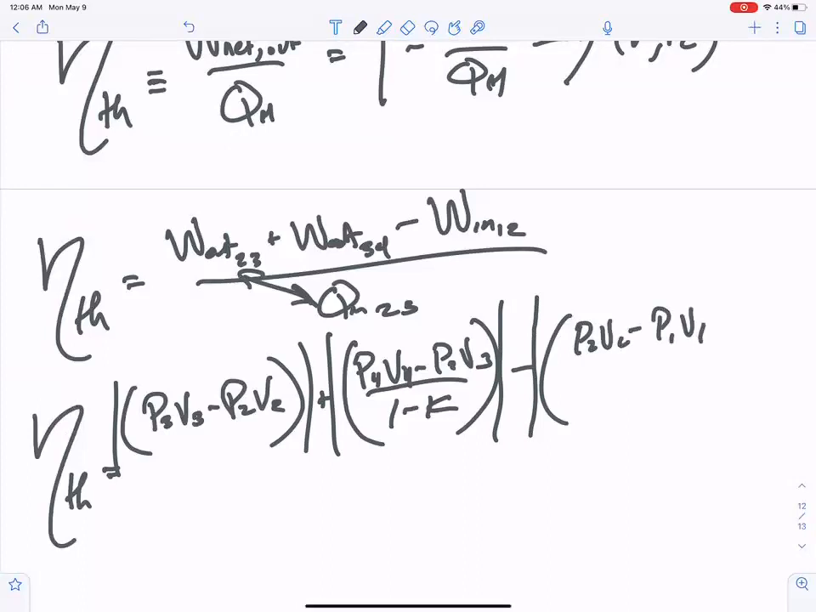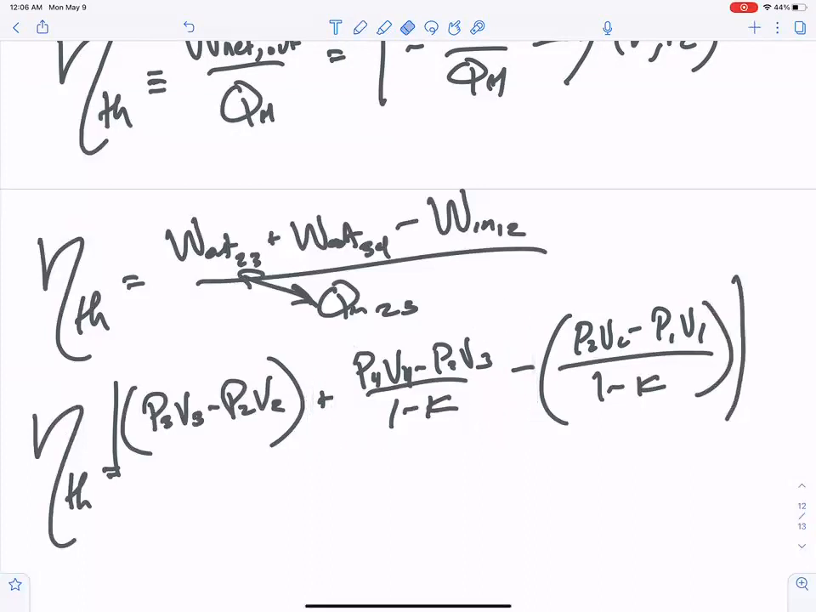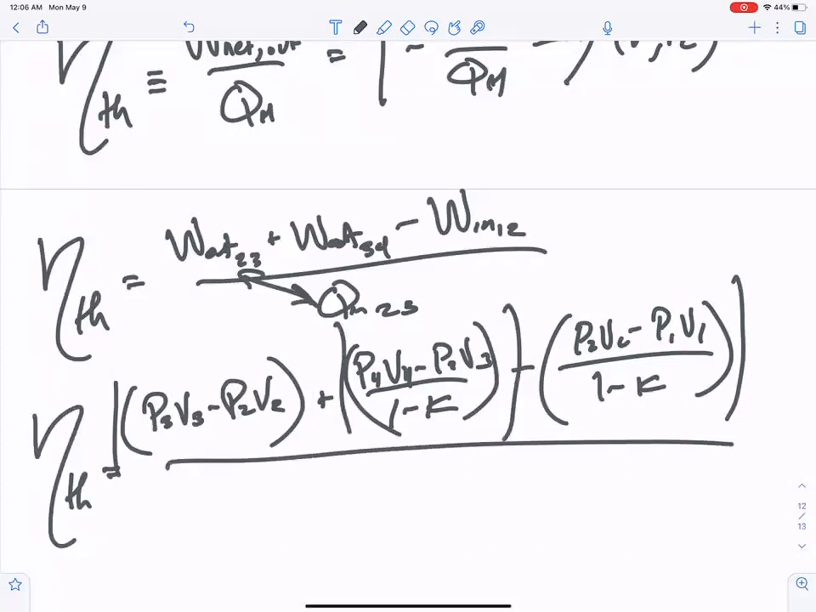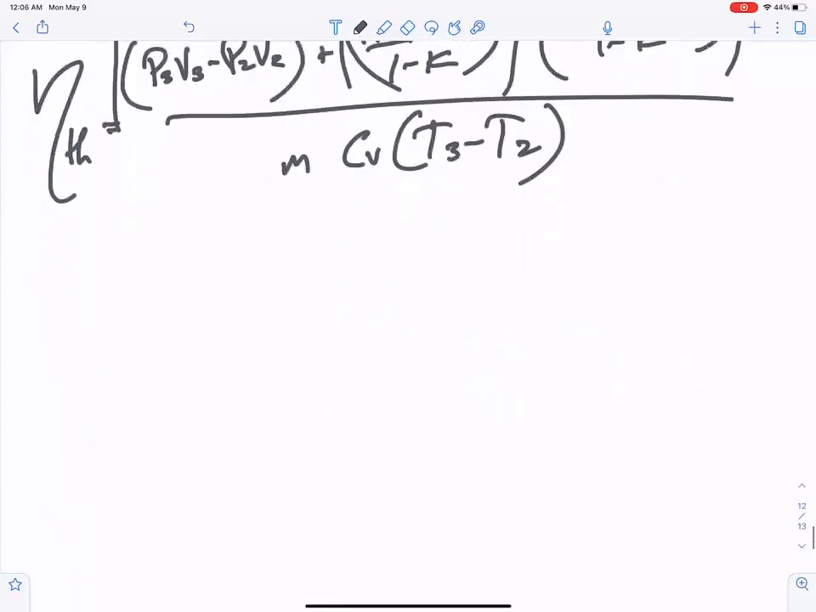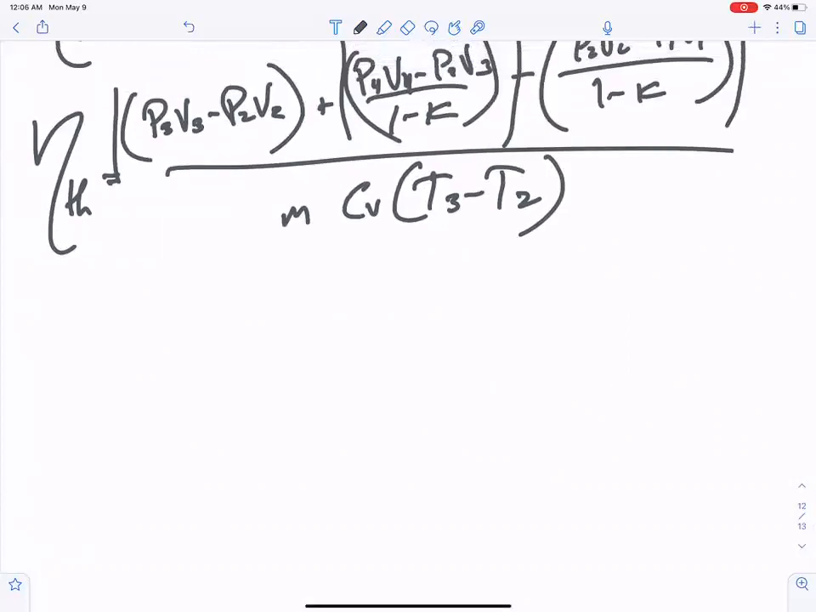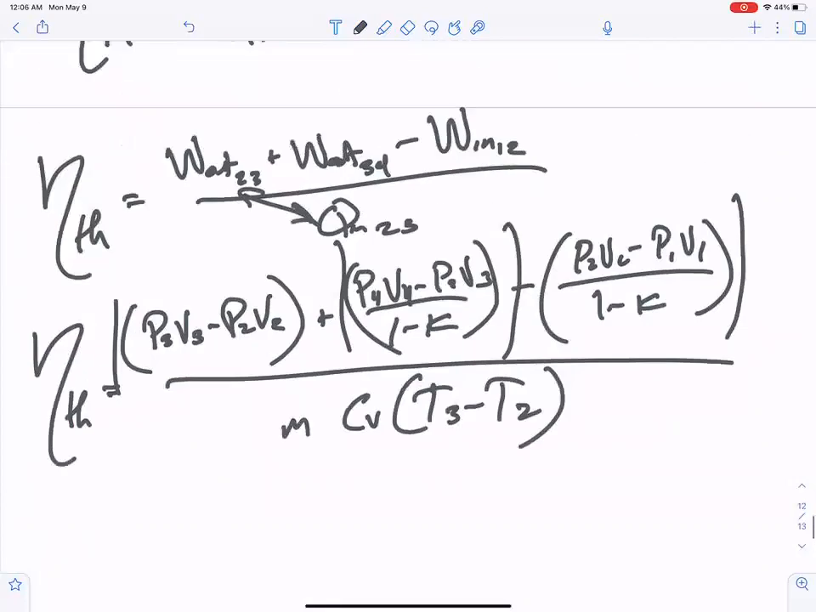This is going to be a negative value because the volume's less at the end. Absolute value, over C_V under the cold air standard, times mass. You should get the same thing. So that's just showing it's just the net work.